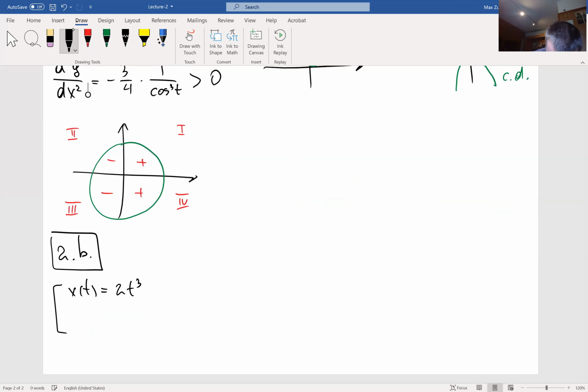x of t is equal to 2t cube plus 3t squared minus 12t, and y of t is equal to 2t cube plus 3t squared plus 1.